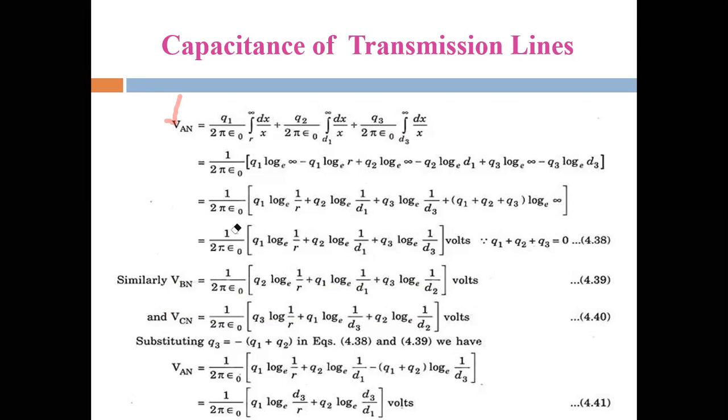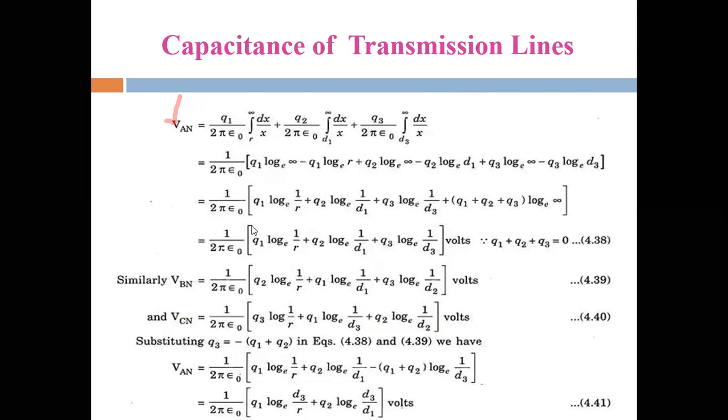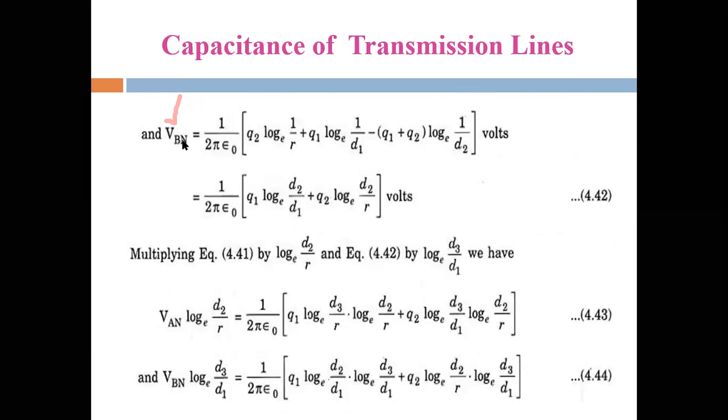Okay, in the VAN equation, then we obtain VAN is equal to 1 by 2 pi epsilon naught Q1 log E D3 by R plus Q2 log E D3 by D1. Okay, next VBN. VBN is equal to the same. We will substitute Q3 equal to minus of Q1 plus Q2 in the VBN equation. Then we obtain 1 by 2 pi epsilon naught Q1 log E D2 by D1 plus Q2 log E D2 by R.